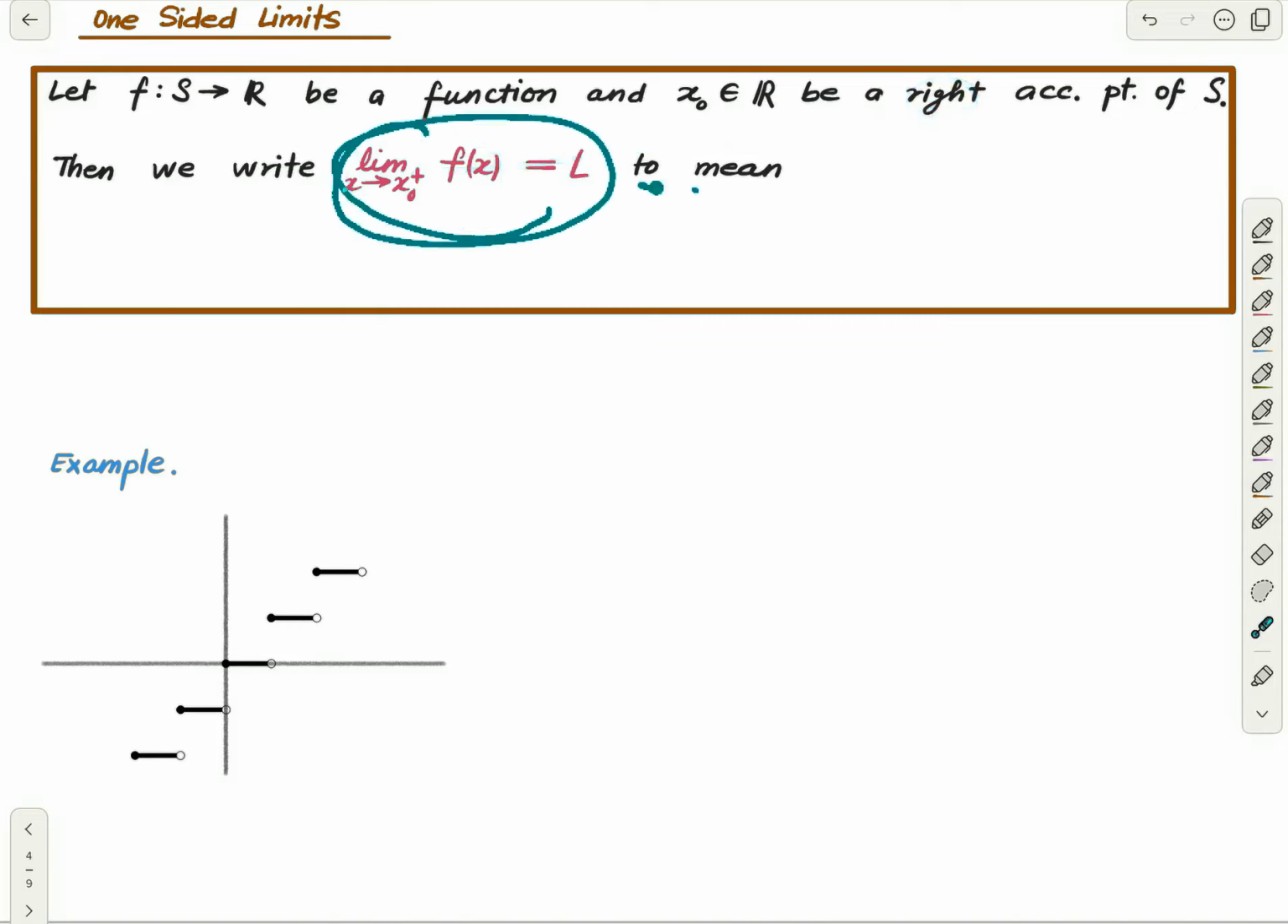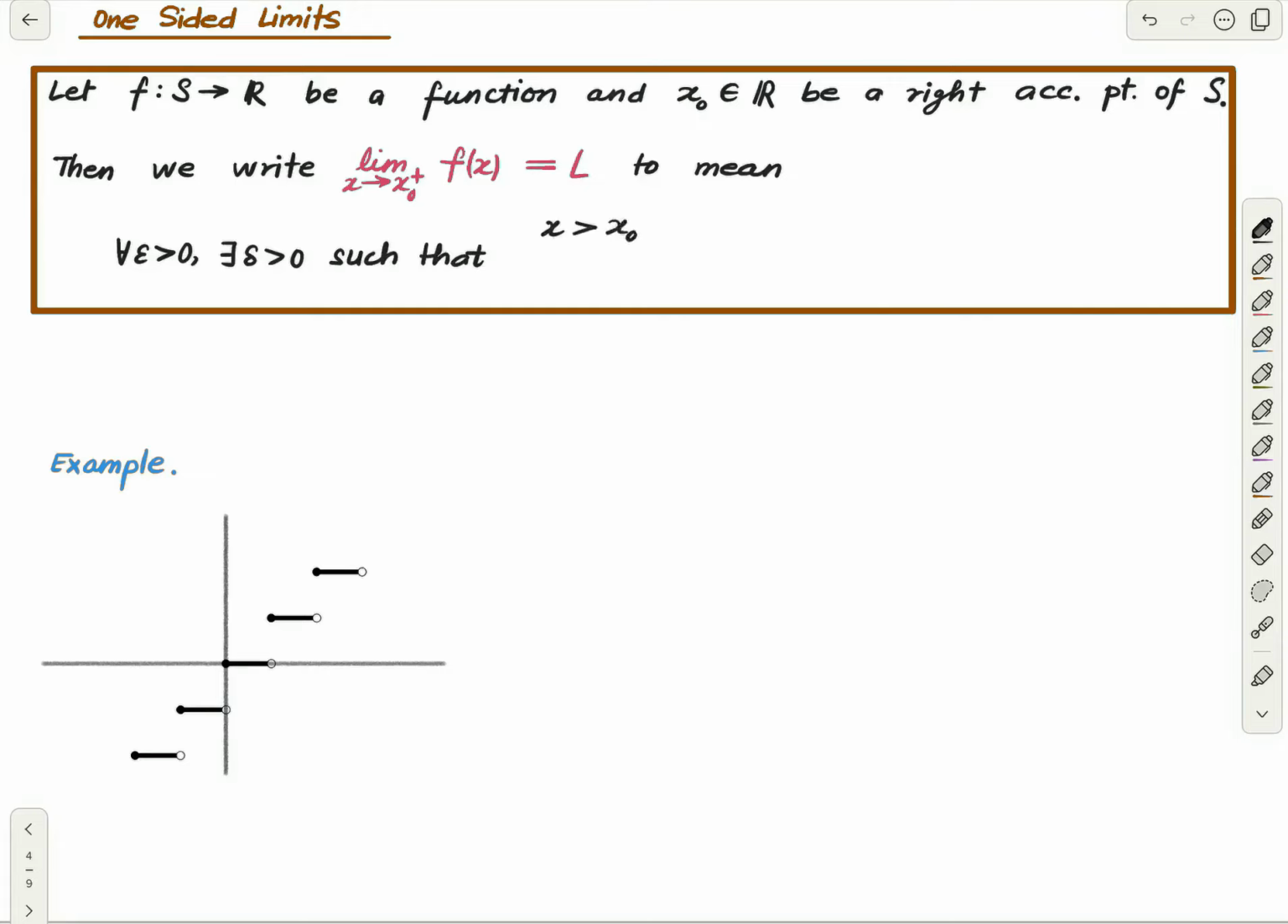We write this expression to mean, where L is a real number, that for all epsilon greater than 0, there exists delta greater than 0 such that if x is on the right side of x0 and x is in the domain of the function and it is also in the delta neighborhood. So all this much says is that x is in the right delta deleted neighborhood of x0, and this just says that x is in the domain of the function.